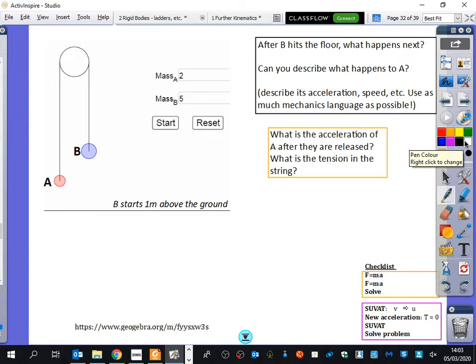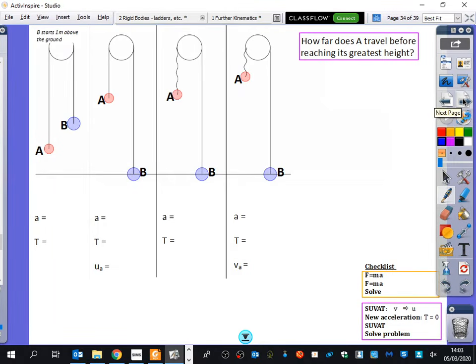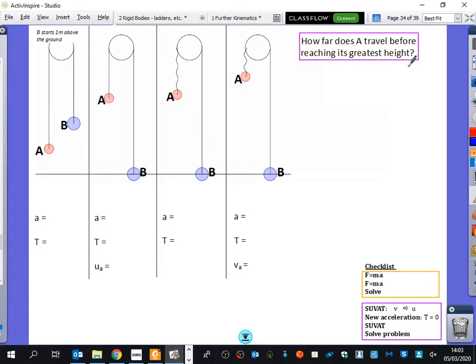Right, so we're going to do some predictions with this on the next page. I've given you a blank page to do it, and the question I'm trying to answer is how far does A travel before reaching its greatest height? So you know we talked about this bit over here when A was at its greatest height. This is what part D or part E of the question would be asking for us to do. And I've put that in purple because it's going to correspond to the checklist of things we need to do. By the way, this is the hardest thing you'll do in Year 12 mechanics, okay?